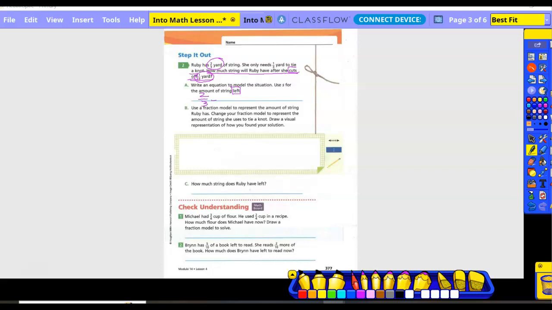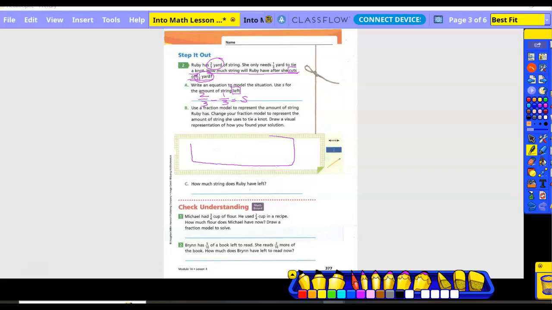2/3 minus 1/3 gets us S for how much string she has left over. So now in letter B, use the fraction model to represent the amount of string Ruby has. Change your fraction model to represent the amount of string she uses to tie a knot. Draw a visual model to represent your representation of how you found the solution.